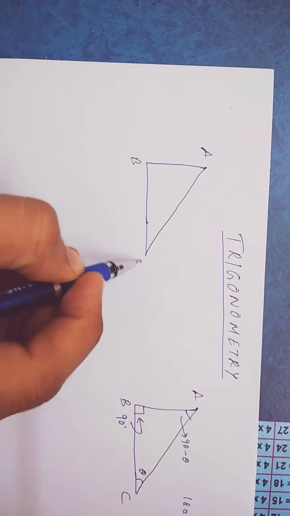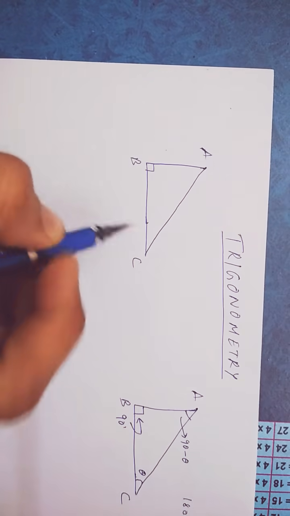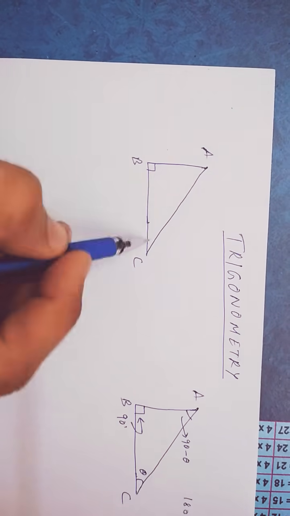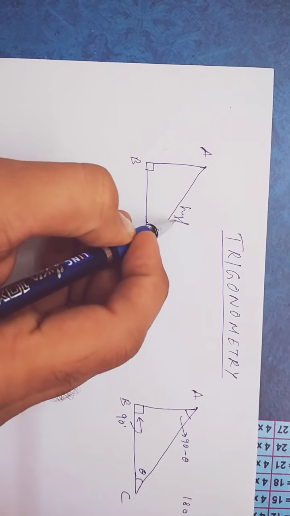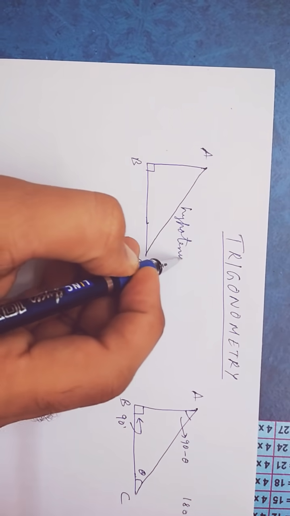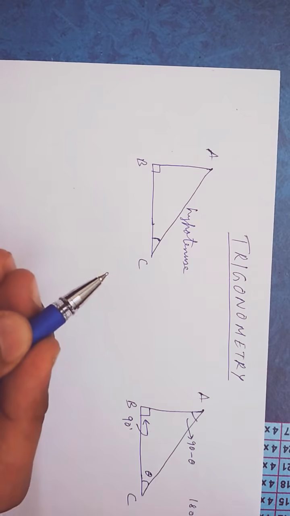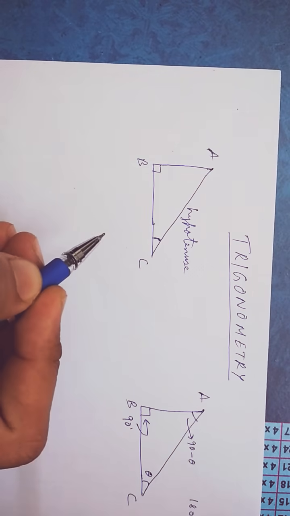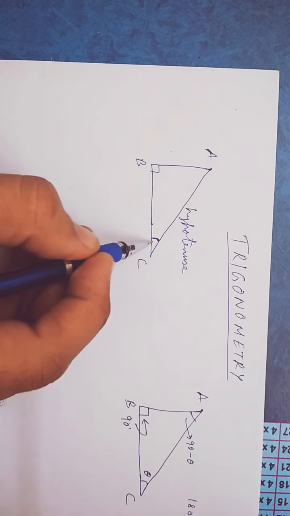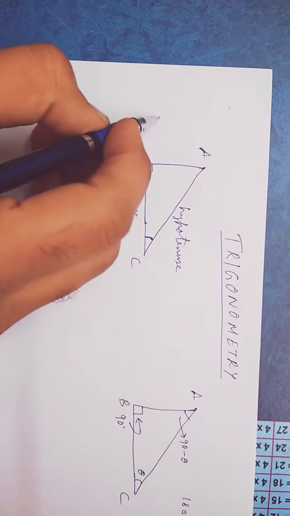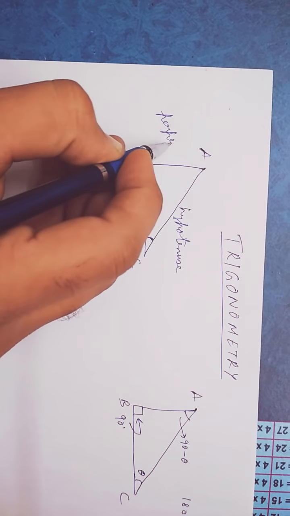One more important thing we shall know before moving forward. In a triangle ABC, if this is the right angle, then the side opposite to this angle, in this case AC, shall be called the hypotenuse. If we take this as our angle, which we'll be talking about, this will be called the base angle, and this side BC shall be called the base, and the other side will be called the perpendicular.